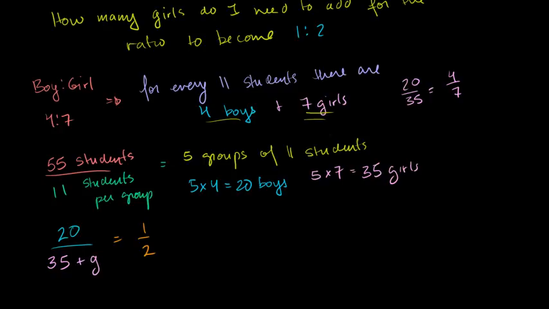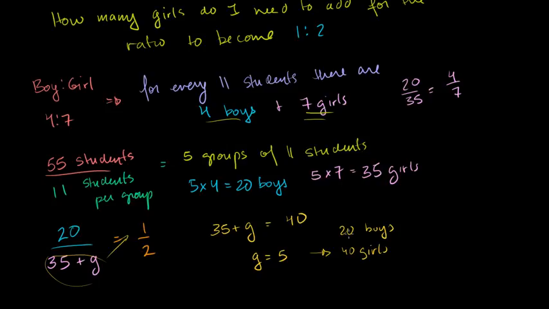If you want to do it algebraically, you could cross multiply. So you get 35 plus G times 1 is equal to 2 times 20, which is equal to 40, which is essentially what we did in our head. So if you subtract 35 from both sides, you get G is equal to 5. So if you add 5 girls to your classroom, you're going to have 40 girls and 20 boys. And your ratio is 20 to 40, which is 2 to 4, which is the same thing as 1 to 2. And we've done our problem.